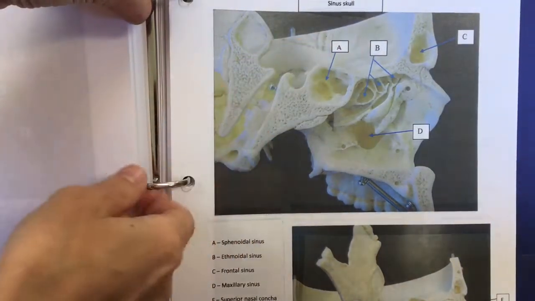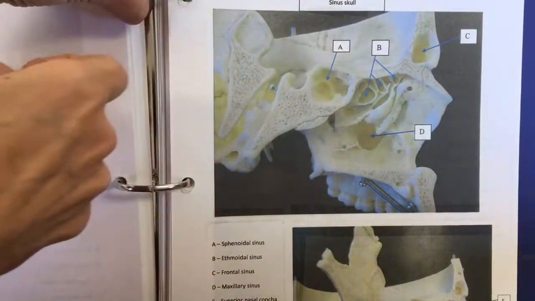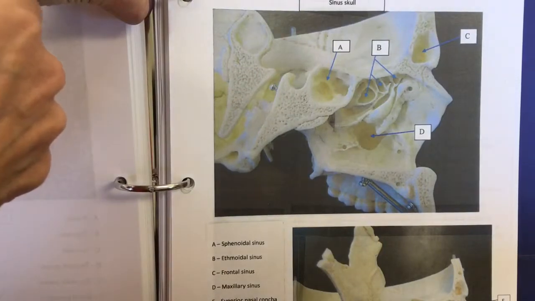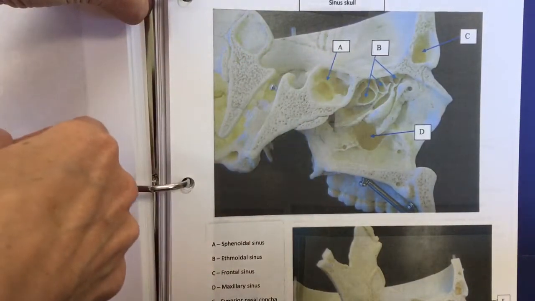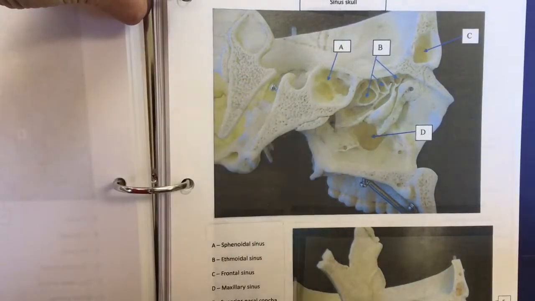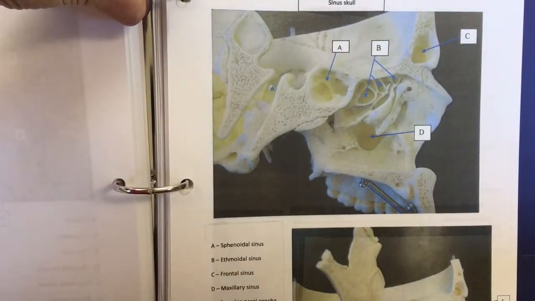So let's just review those one more time. Frontal sinus, this one with multiple openings in the middle is the ethmoidal sinus. This bigger one that's deeper into the skull is the sphenoidal sinus. And then there's one that's more, remember mustache maxilla, that's what that bone is. So there's an opening in the maxillary sinus.